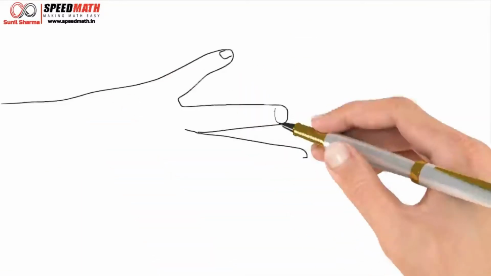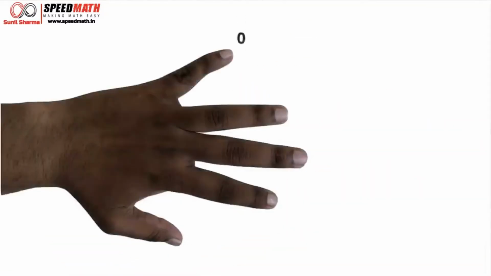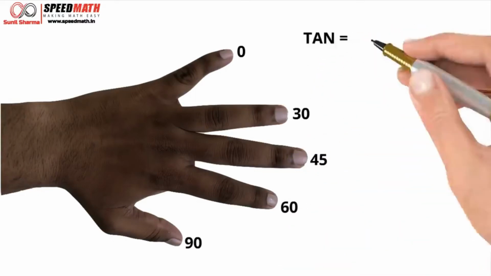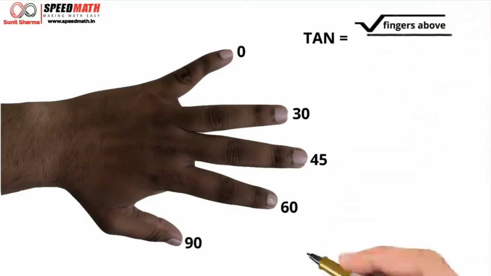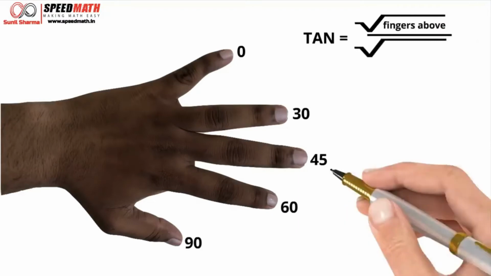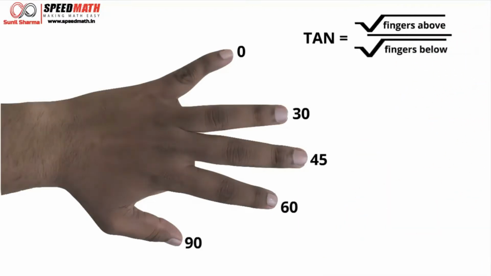Now for tan we just flip our hand. Observe the little finger is 0, ring finger is 30, middle finger is 45, index finger is 60 and thumb is 90, same as the previous one. We have just flipped it. Now the formula to find tan is very simple. It's square root of the fingers above upon square root of the fingers below. Remember, square root of the fingers above upon square root of the fingers below. Now let's find tan of 0.